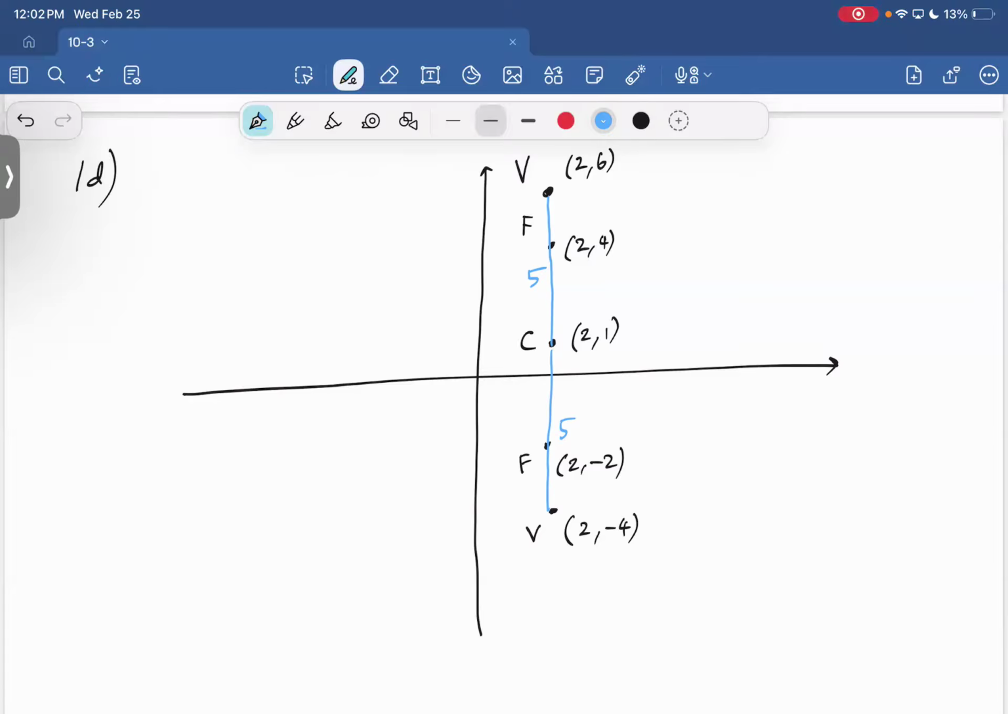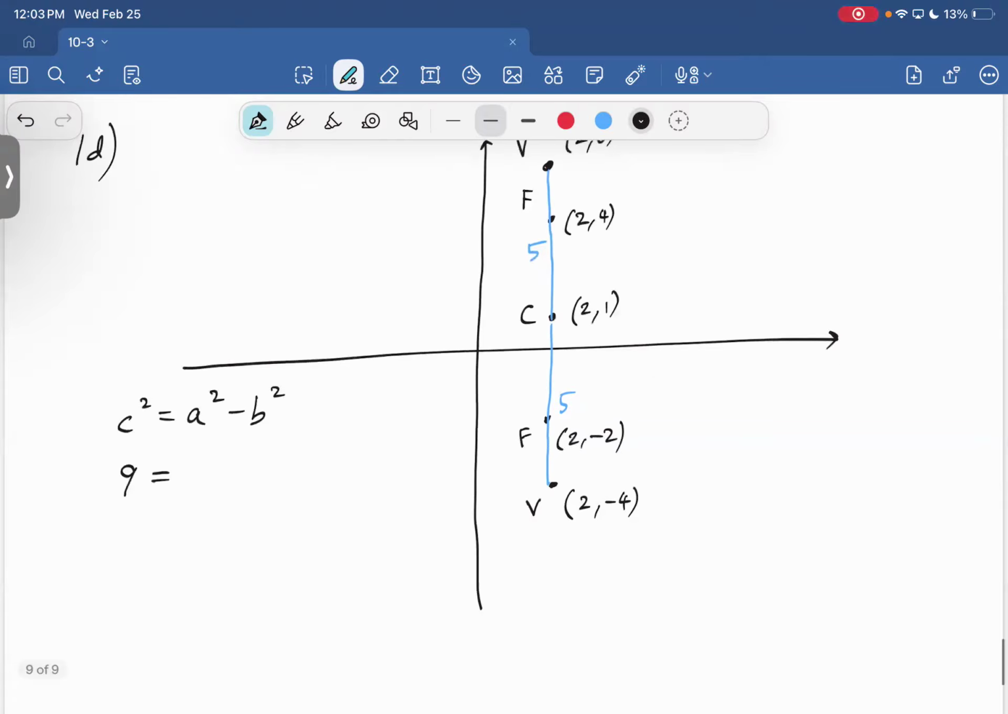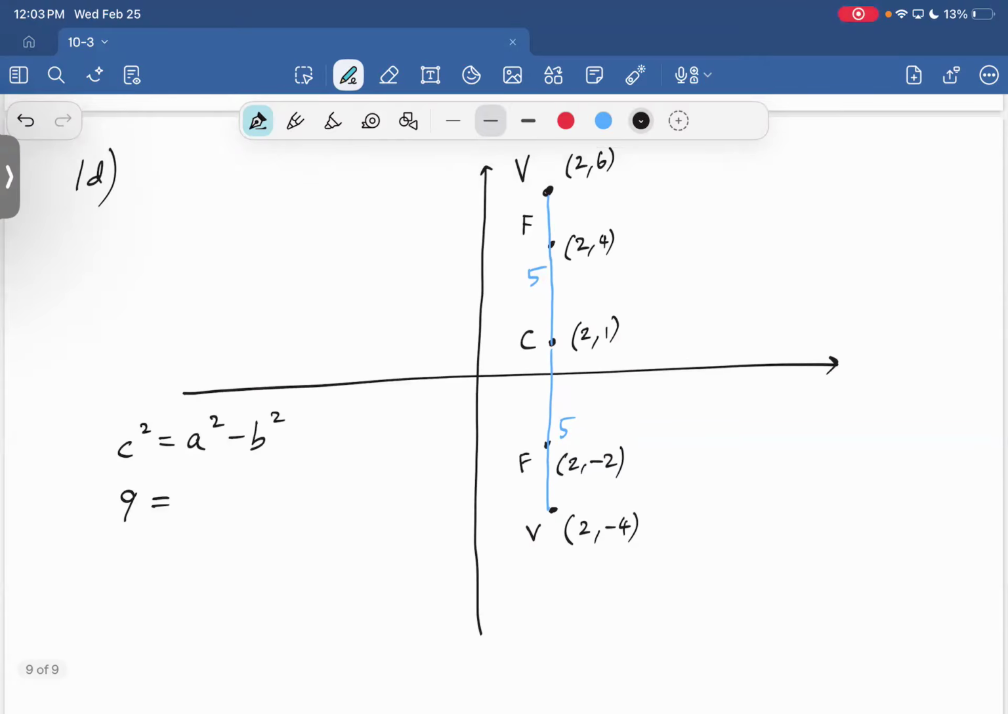How do I find the semi-minor axis? Very good. So to find the semi-minor axis, we have to use the formula c squared equals a squared minus b squared. What is c squared? 9, very good. It's because c is 3, right? Because that's the distance from the foci to the center. And then a squared is 25. So that means b must be 4, right?